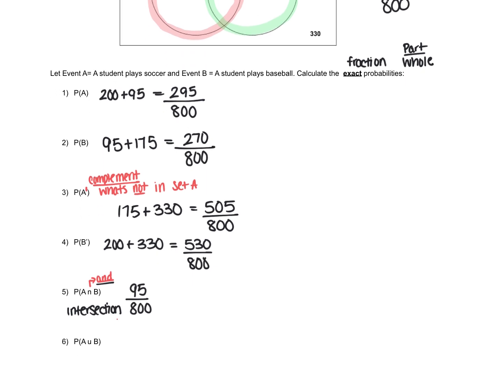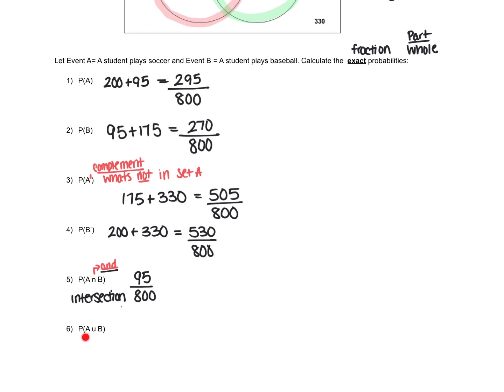Okay. Next, what is the probability of A union B? That's the union. U stands for union, which also means or. So the probability of A or B. So we have a formula for this that we could use, and then I'll show you another way. It's the probability of A plus the probability of B minus the probability of A and B.